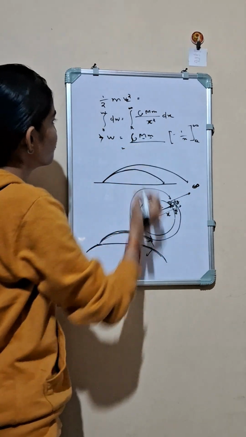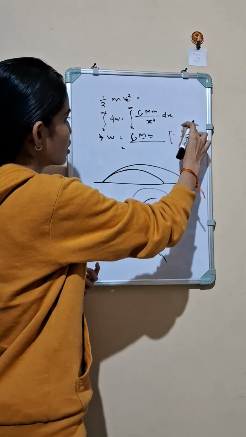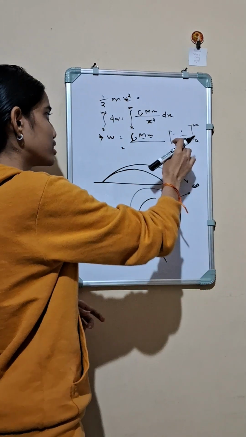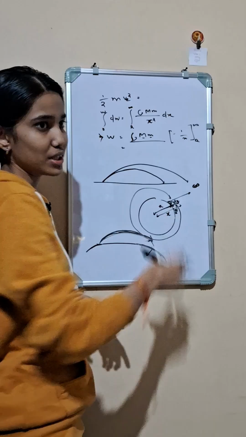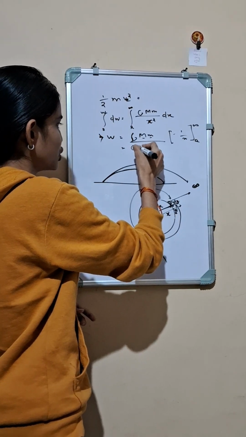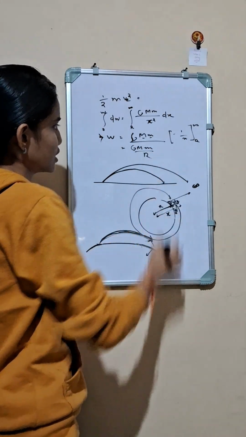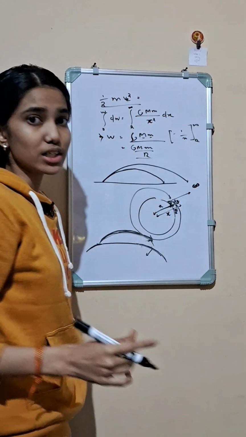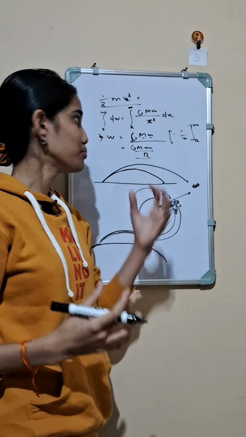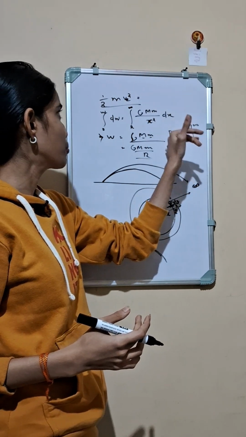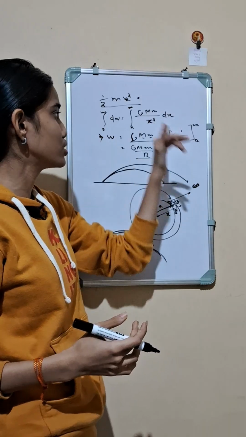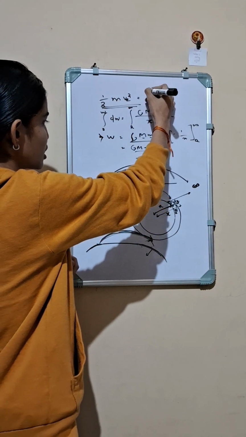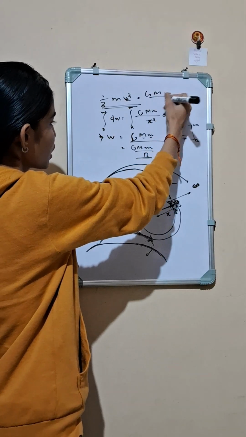So we can say that this will be equal to minus 1 by infinity. 1 by infinity is equal to 0, minus of 1 by r means plus 1 by r, that will be equal to GM by r, right? So we can equate this kinetic energy with this work done. We know the work-energy theorem, that the change in kinetic energy equals the total work done. So this work done equals this kinetic energy, that is GMm by r.